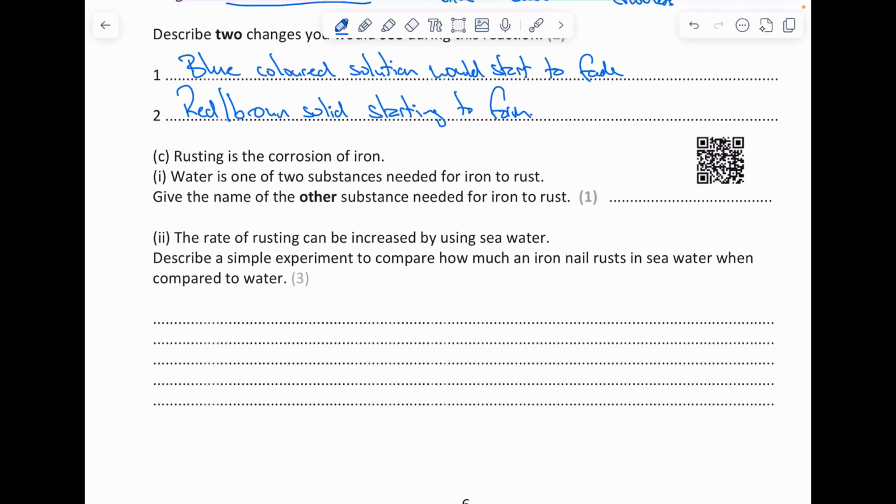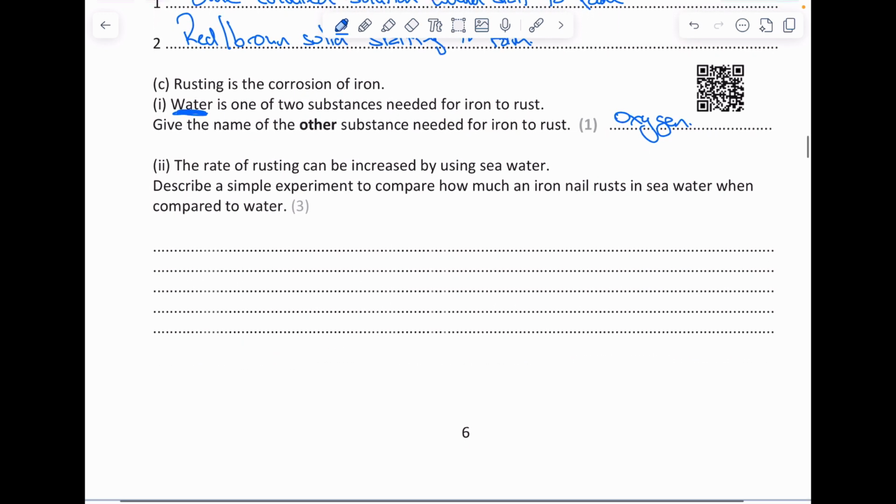Now I've got a little bit of knowledge on rusting. So it says, give the names of the substances needed to rust. Remember that to rust we need water. We've got water there, but we also need oxygen present to make things rust. The rate of rusting can increase using seawater. Describe an experiment to compare how much an iron nail rusts in seawater when compared to just regular water.